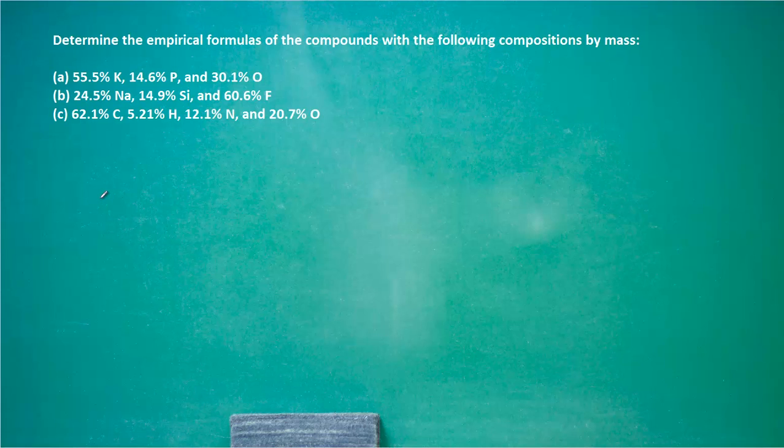If you haven't read the question, please pause the video to do so now. In this question, we are asked to calculate the empirical formula of a compound based on the percent composition by mass. This is a classic question in introductory chemistry courses, and the key to solving the question is to assume that you have 100 grams of your sample.